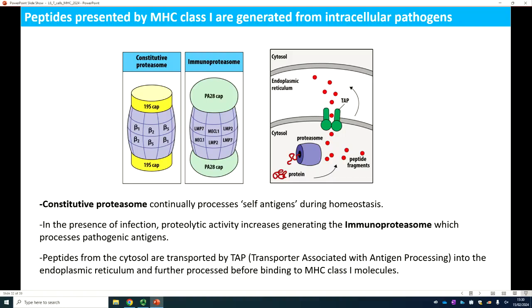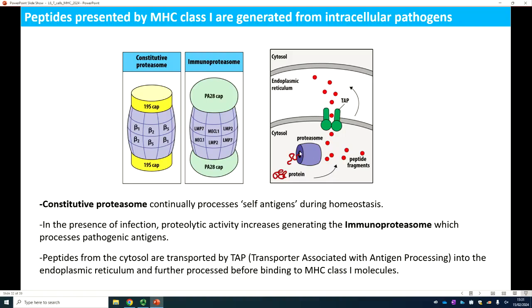So it's that kind of self-check over. You're just saying to the T cells, like, am I okay? Am I okay? And they're just looking for anything that's out of the ordinary. Okay? Now, when you get an infection, we obviously get an increase in that proteolytic activity, and this generates what's known as the immunoproteasome, which you can see here. And this actually processes pathogenic antigens that may be in our cell because of a viral infection, let's say.